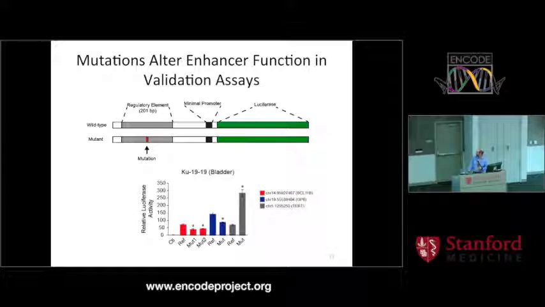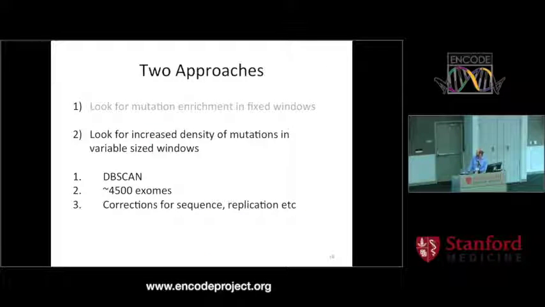The other thing we've done that was a little more sophisticated after this came out is, rather than use fixed windows, we look for increased density overall. So we let the size of, if you will, the window vary, and then we basically look for enrichment across any size regions, for very small, even single bases, up to several hundred base pairs. And then in this case, we applied it to exomes.